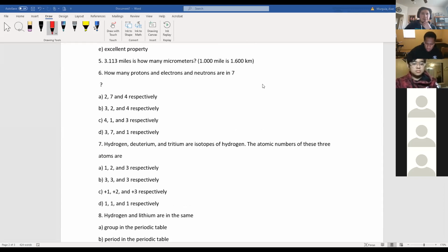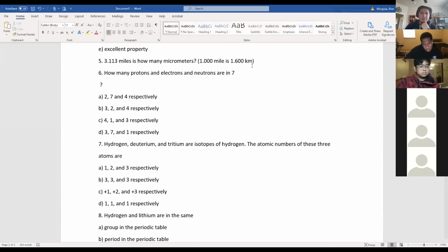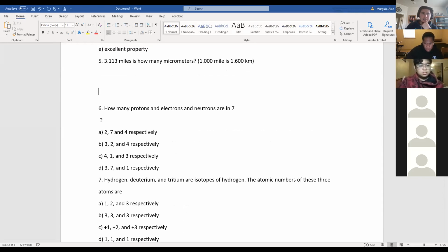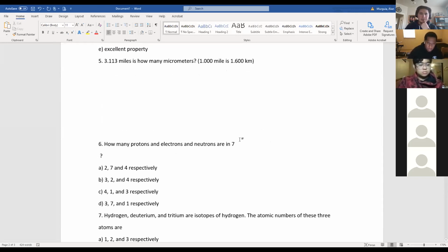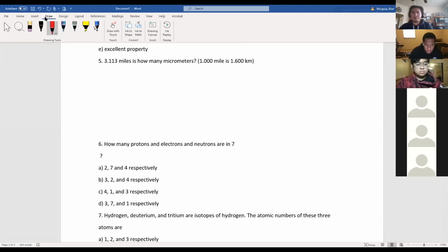All right. So number 5, we have 3.13 miles is how many micrometers, and it gives us the conversion of miles to kilometers. So let me make some space here. Let me space this out so we can have the room to work with it. And now, what information is the problem giving us? What's it asking and what does it give us? It's asking for micrometers. And it's giving us miles.